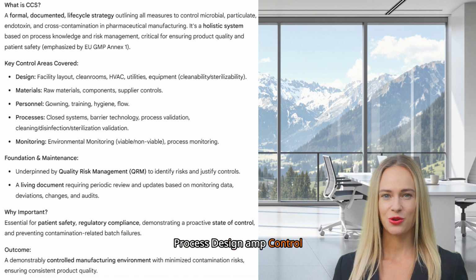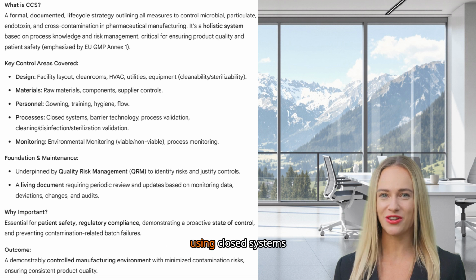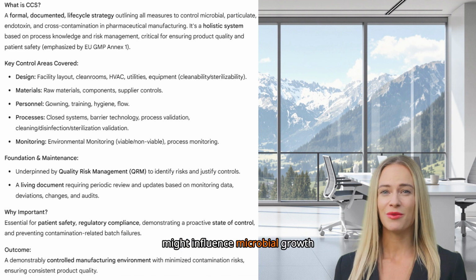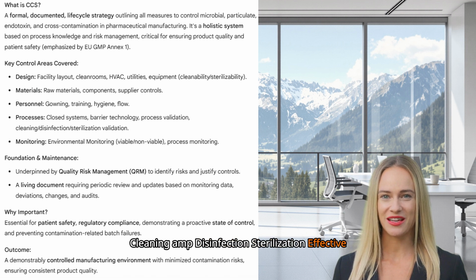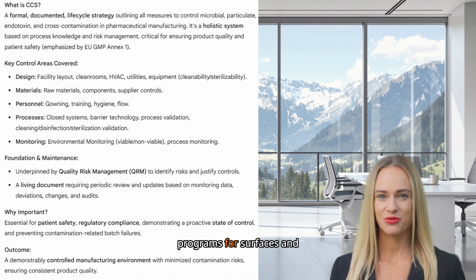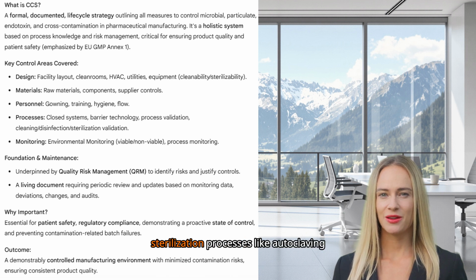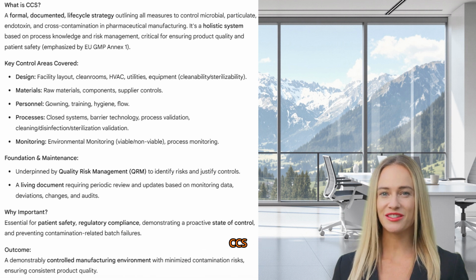Process design and control. This involves designing processes to minimize contamination risk, using closed systems where possible, adopting barrier technologies like isolators or RABs, considering single-use systems, validating processes, and controlling critical process parameters that might influence microbial growth or contaminant ingress. Cleaning and disinfection, sterilization. Effective, validated cleaning and disinfection programs for surfaces and equipment are essential. For sterile products, validated sterilization processes like autoclaving or filtration are critical control points within the CCS.